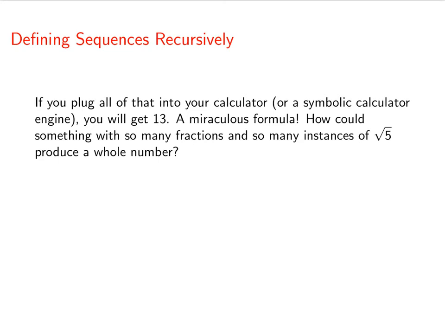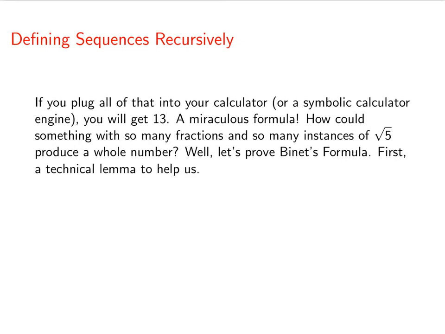How is it possible that something with so many fractions and so many instances of square root of 5 could possibly produce a whole number? Furthermore, how could it possibly produce the correct Fibonacci number? It has no reference to previous Fibonacci numbers. All right, well, let's prove Binet's formula. Before we get to the main proof of Binet's formula, we're going to prove a technical lemma that will help us out.